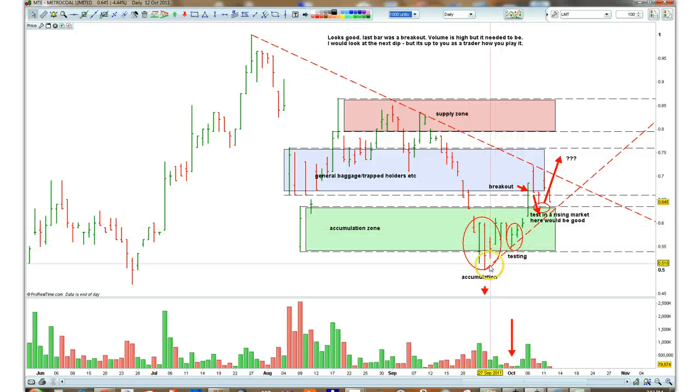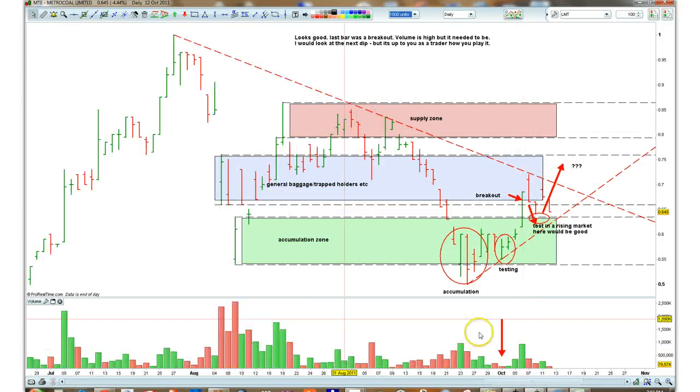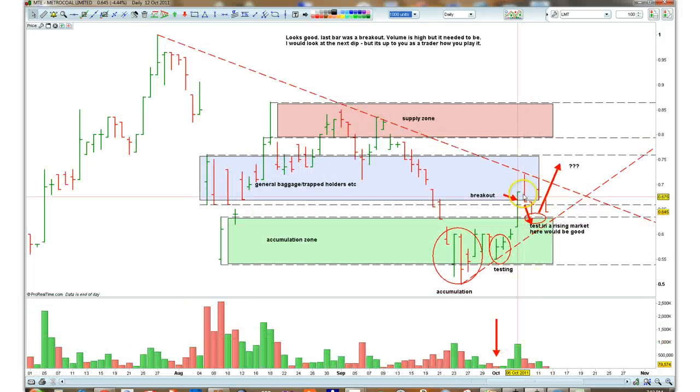You see the volume drying up as you get this bit of ascending triangle happening. Test, and then you have a successful test, and then you get your breakout on high volume. It's not excessive like this, but still quite high. But then you get the up thrust straight after that.